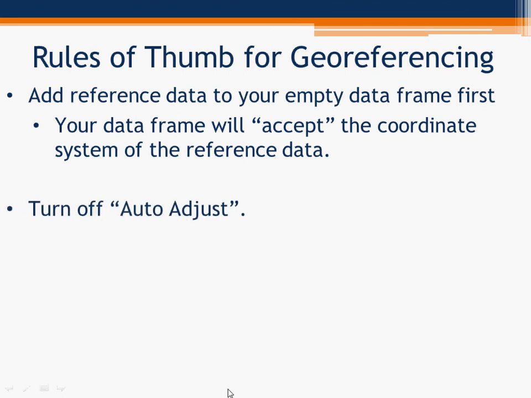Turn off auto adjust. You'll understand what this means when we look at the georeferencing tool in the demo, but you don't want your raster jumping around on you while you're trying to set your control points. So what I typically do, and it's a good practice, is turn off auto adjust, set up all of your control links, and then turn it back on when you're ready for your raster to move. Again, that's going to make more sense when you actually see the demonstration video.